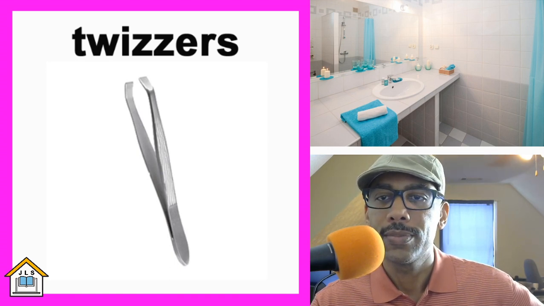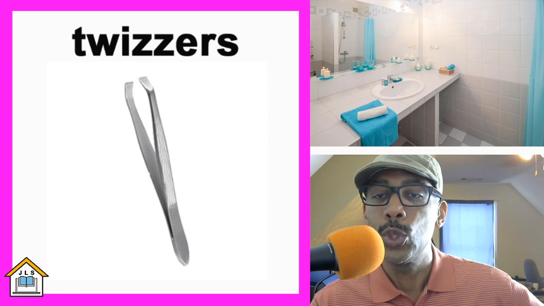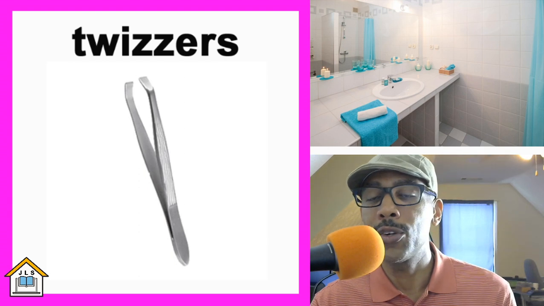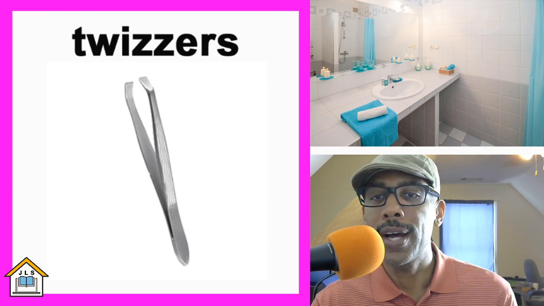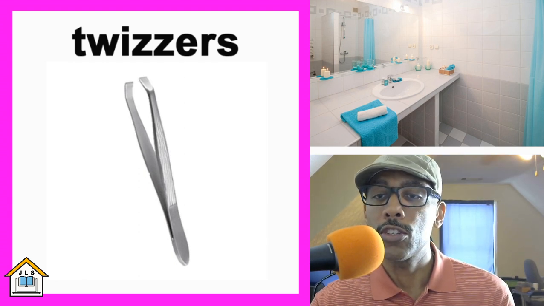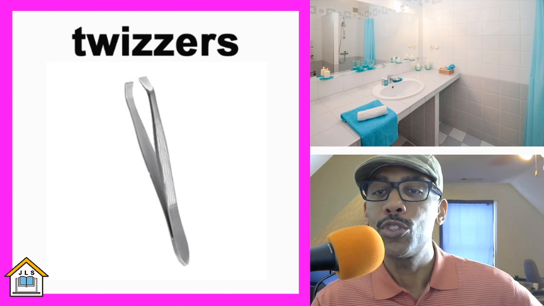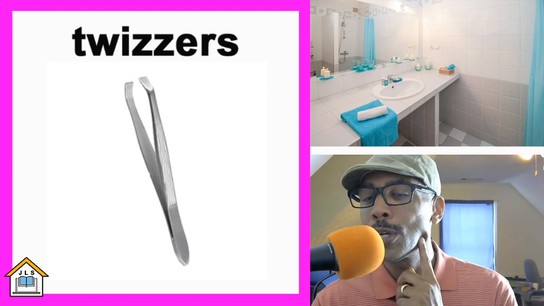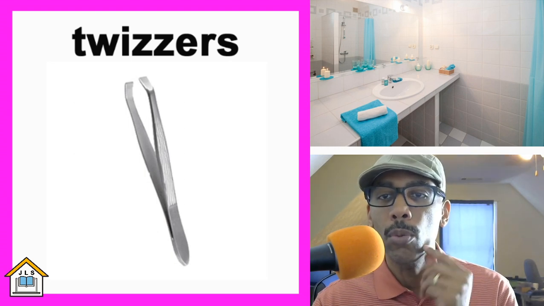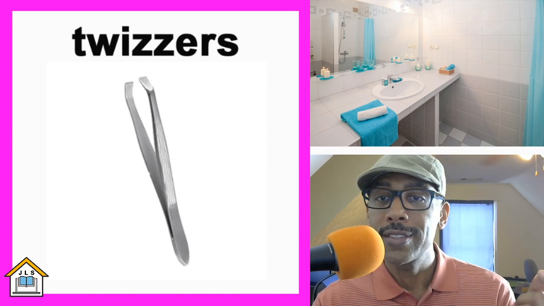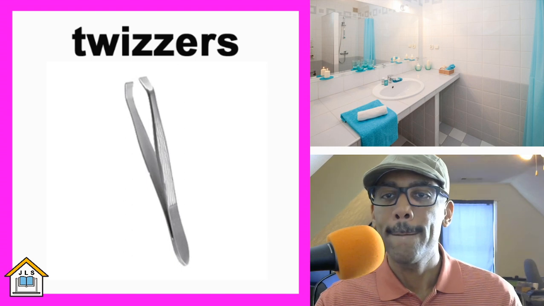Tweezers. Used to get small objects out of your skin or other places of your body. Splinters. If you get a splinter in your finger, you would use tweezers. Some people use tweezers to bust pimples or hair bumps or pull hair out of their skin or unwanted hair.